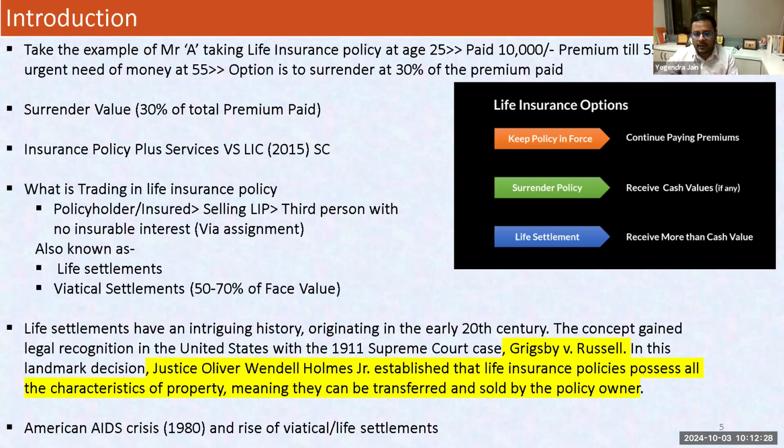A very landmark case is the 1911 Grigsby versus Russell, where Justice Oliver Wendell Holmes said that life insurance policies have all the characteristics of property and they should be freely transferable. In 1911 or 1912, OW Holmes said that life insurance policies are properties. If I am buying a life insurance policy, it is my property and I should be allowed to trade it. But governments are not allowing it to be traded.